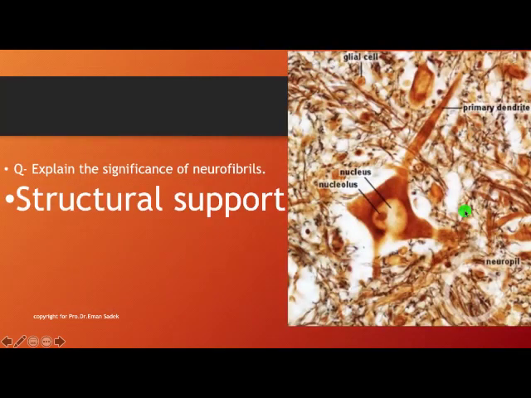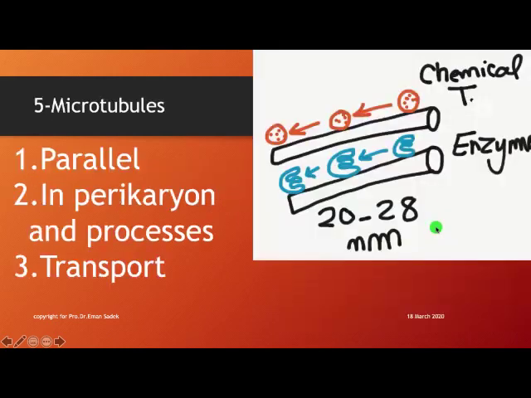Then, what is the significance? This is the correlation. What is the significance of these neurofibrils for the nerve cell? It is present actually in the body and in the processes. So it is responsible for the structural support, to support these structures, either the perikaryon or the processes.